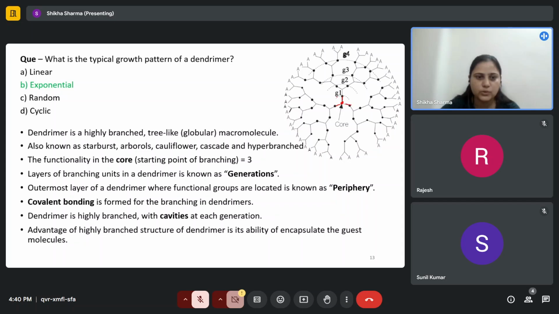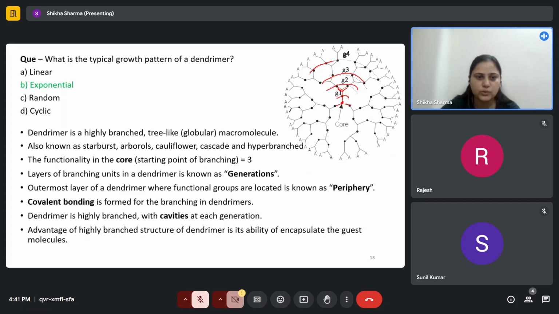So up to here it is generation 1, then this is generation 2. These are the different layers of branching which we know as the generations. Like this we will have several generations, and then the outermost layer of the dendrimer is known as the periphery. So there will be one core from where the branching starts, it proceeds through the generations, and at the end there is the outer periphery. This is the structure of a dendrimer.